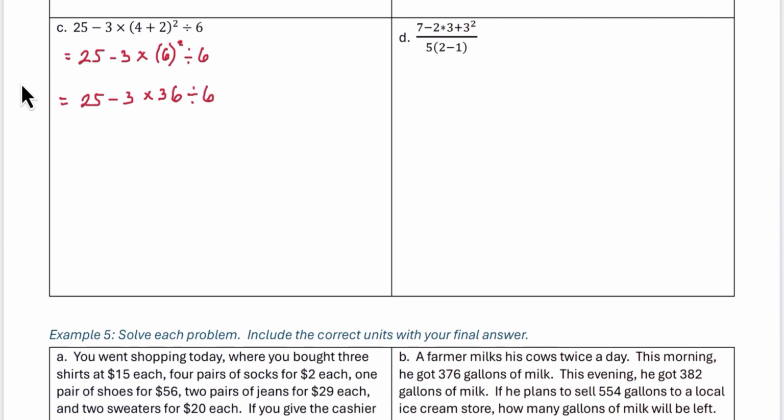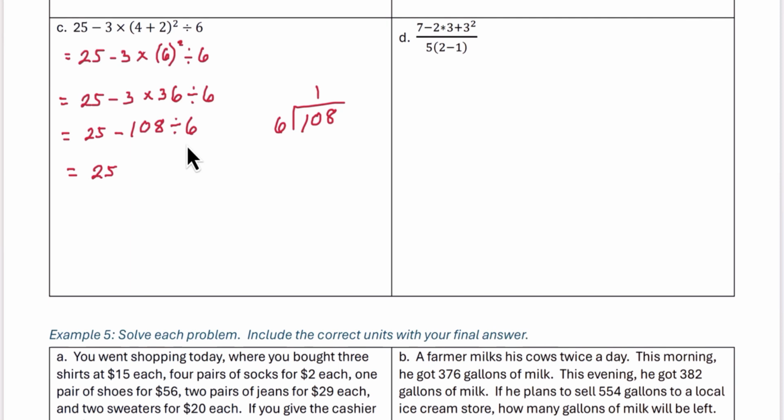Now, the third step in the order of operations is multiply or divide in order from left to right. So notice we have multiply and division. We want to make sure we go in order from left to right. So we'll copy the 25. Then we have minus 3 times 36. 3 times 36 is 108. And we bring down the divided by 6. Next, we can do the division. 108 divided by 6. May need to do that off to the side.